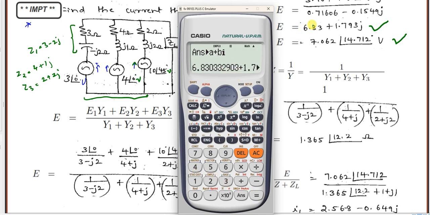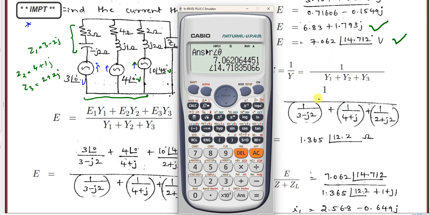Actually you got this answer, no? 6.83 at an angle 1.79. To convert into polar, immediately shift, complex, third option you select. The answer it will give in polar coordinates. So this answer we got is correct.